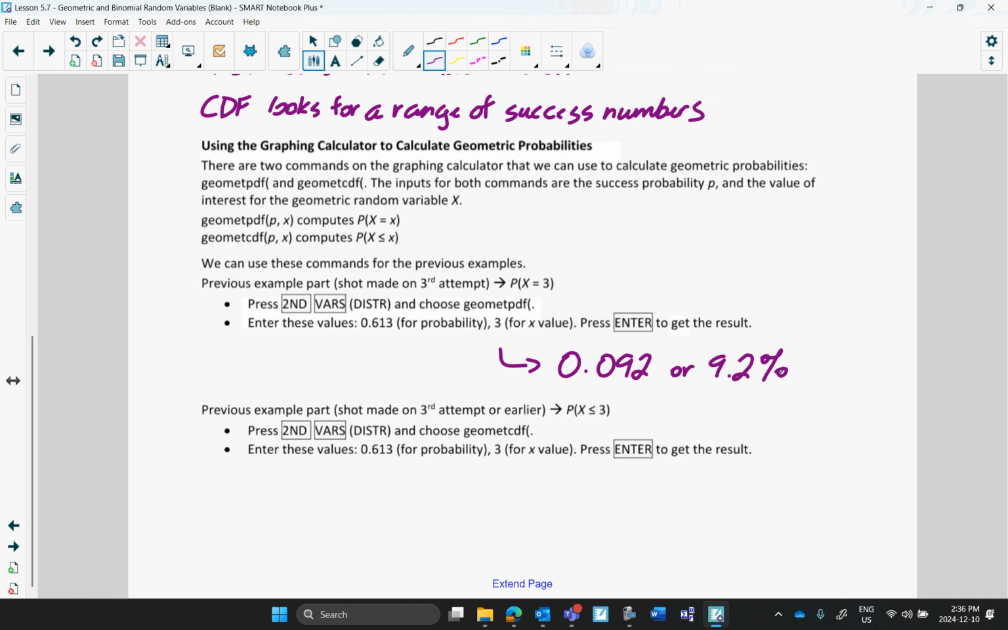So the probability of success is 0.613. And the value of the random variable we're looking for is the third attempt, 3. The whole thing. Everything.